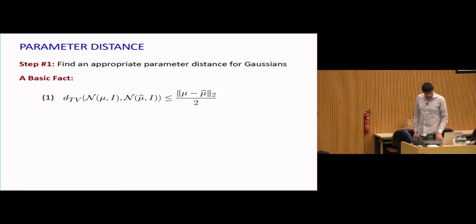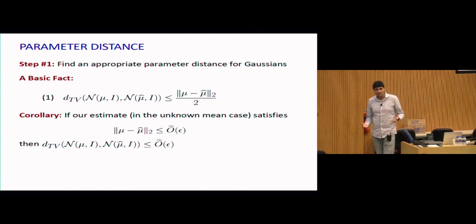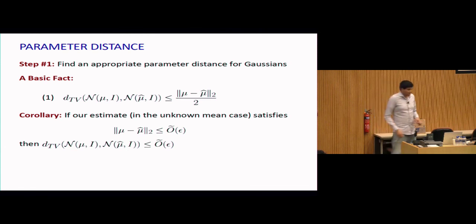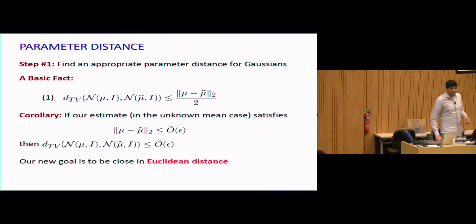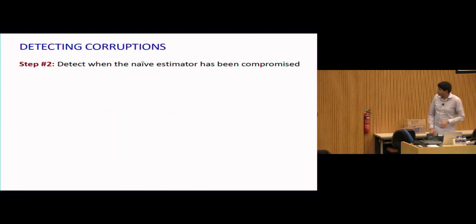But what this really tells us is that our goal of getting dimension-independent robustness guarantees in high dimensions really amounts to getting dimension-independent guarantees for the Euclidean distance in this unknown mean case. It'll be more complicated for the covariance. So now we want to get O tilde of epsilon close in Euclidean distance. And let me explain how these ideas work with a picture.